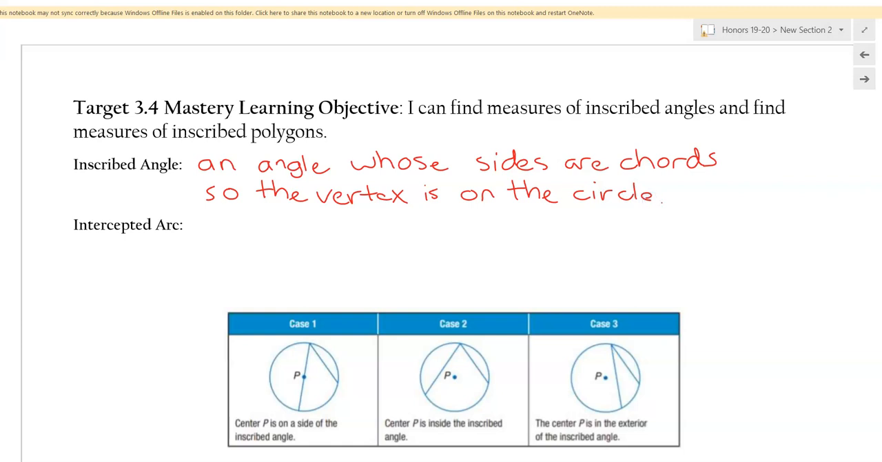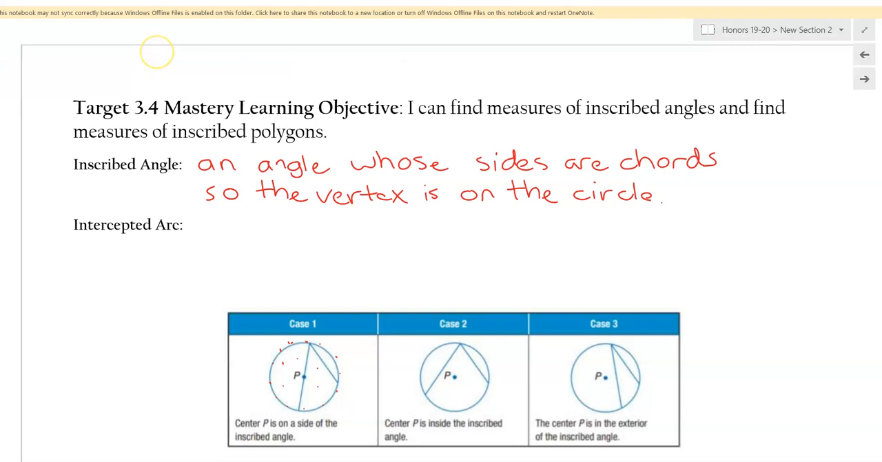Here it's very important to know what on the circle means. On the circle and in the circle are two very different things. So we're talking about a point on the curve that makes up the circle, not a point in the circle. And so the circle itself is really just the outer set of points, right?